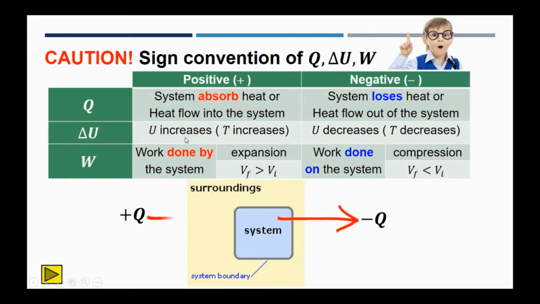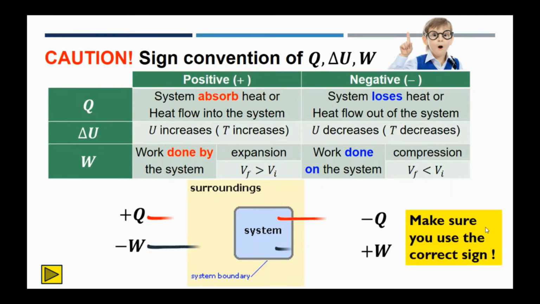When the internal energy increases, or T increases, delta U is positive. When U decreases and T also decreases, delta U is negative. When work is done by the system, and the system does work by expanding, W is positive. When work is done on the system, that means the system undergoes compression, W is negative. So be careful to use the correct sign.